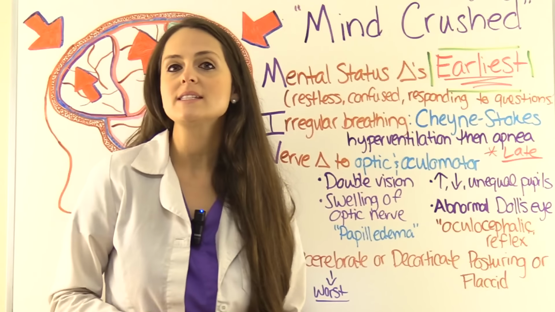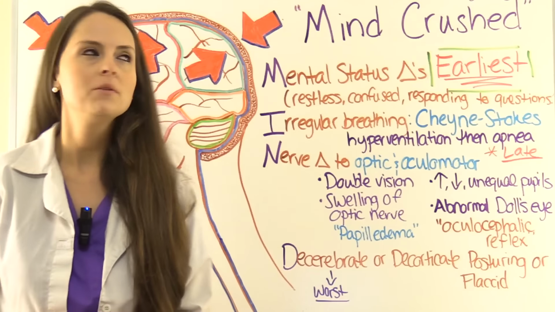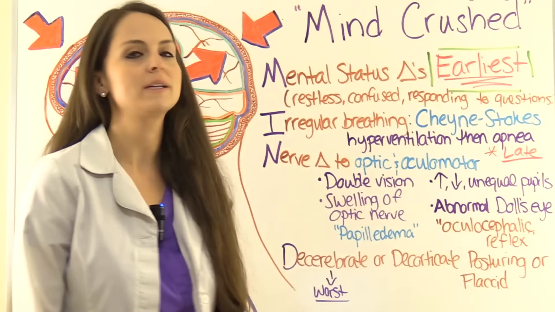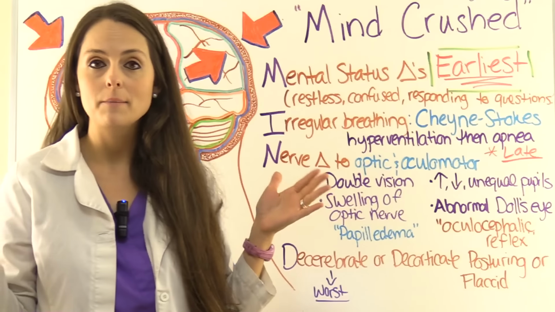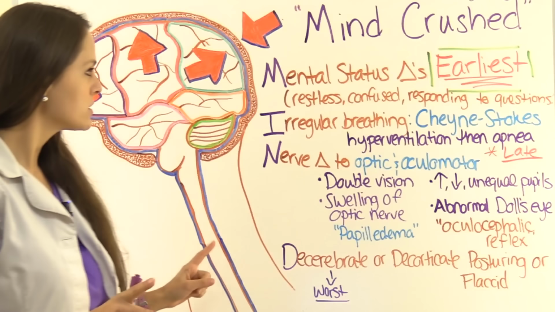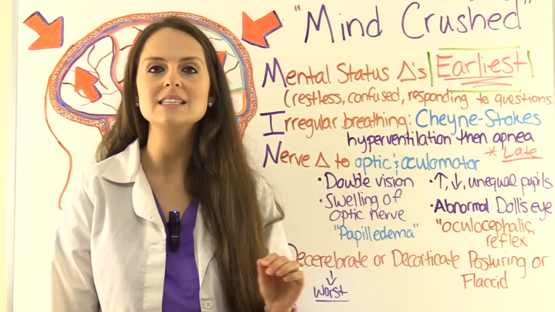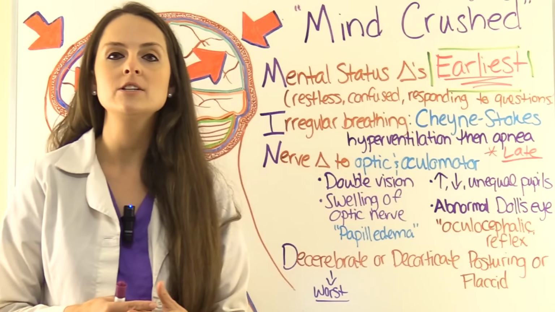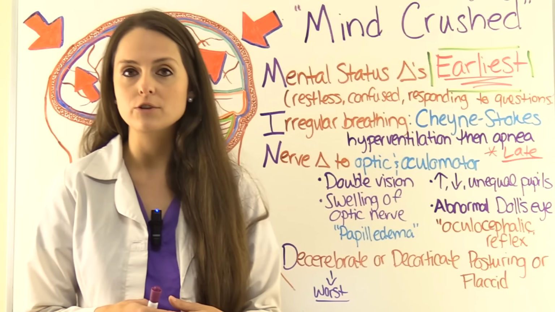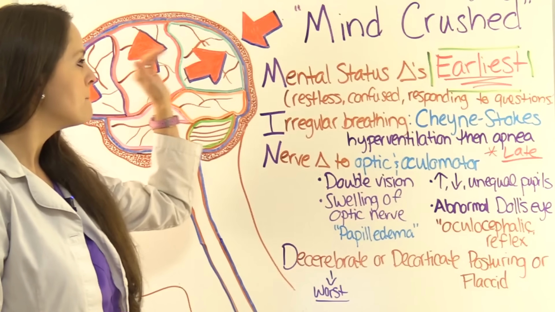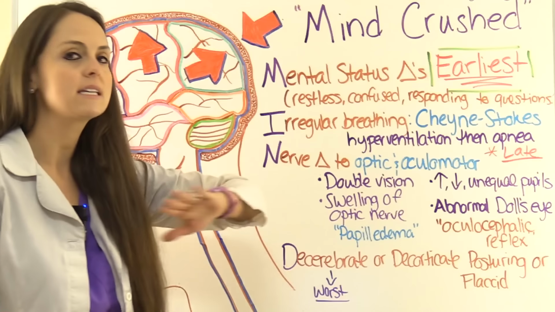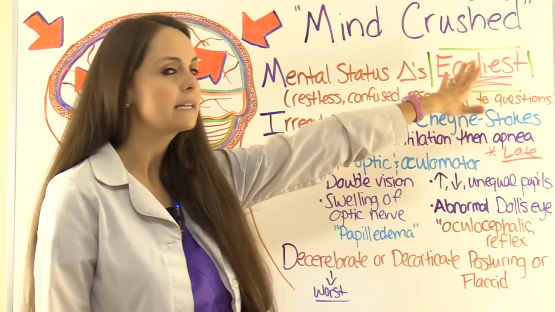To help us remember the signs and symptoms, let's remember the mnemonic MIND CRUSHED, because literally our mind, our brain is becoming crushed. Now the first one is M, and I wanted it to be that early sign and symptom that you're going to see in a patient who may be experiencing increased intracranial pressure. And it is mental status changes. This is the absolute earliest indicator.